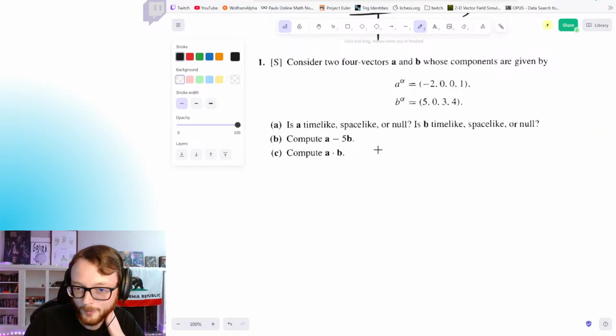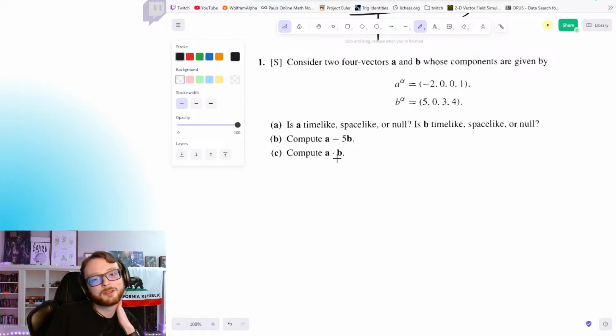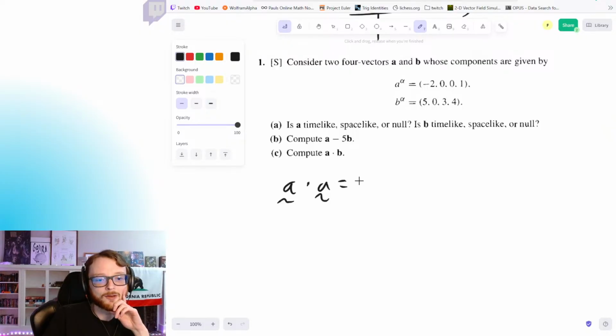So we might want to check A dot A and B dot B. Yeah, that feels like the way. So A dot A will be negative 2 squared plus a couple of zeros plus 1 squared. So we end up with a negative 3. Oh, wait, now I don't know what this means.